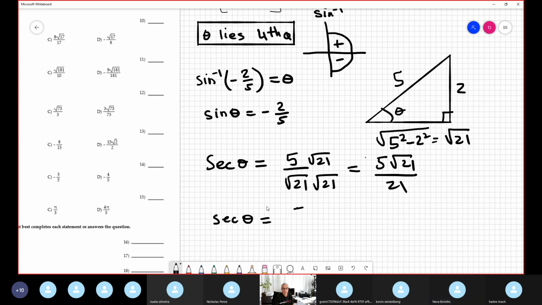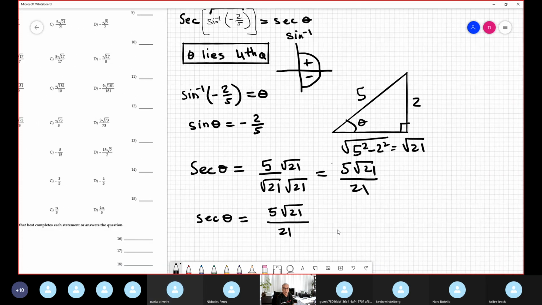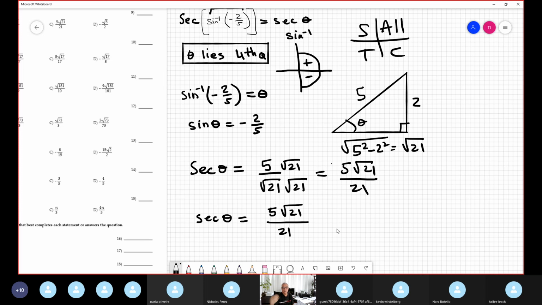Negative. Negative. Another opinion? Miss, in what quadrant does theta lie? The original theta. In what quadrant does it lie? On the fourth. And in the fourth quadrant, what is the trigonometric function that is positive? All Students Take Calculus. What is the trigonometric function that is positive in the fourth quadrant? Cosine. You are right.